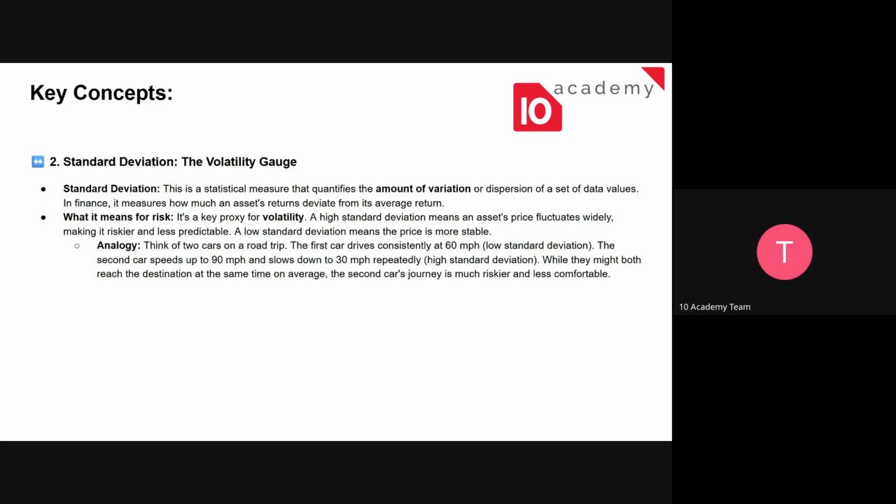riskier and less comfortable. And if you're staying at some place, you cannot tell where the second car might be, or if it is safe. So the second car is riskier. The same concept will just apply to finance data or the finance case.